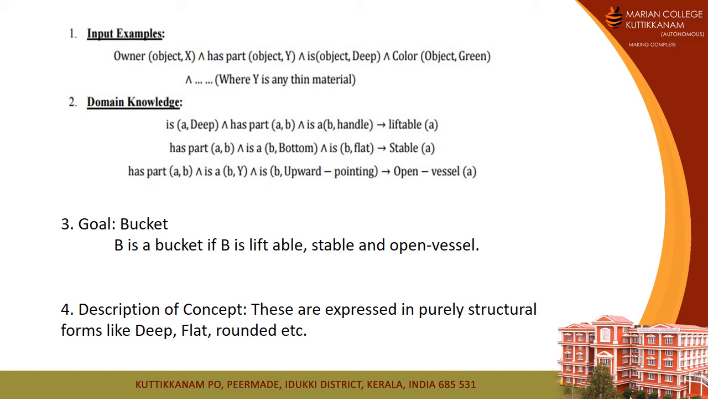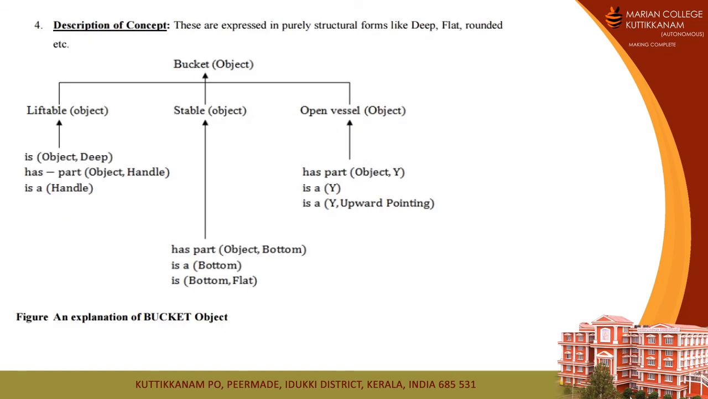The goal is to describe the bucket. So B is a bucket if it is liftable, stable and an open vessel. The description of the concept is expressed in a clearly structured form, like deep, flat and round, as shown in the given diagram. So a bucket object can be described in three terms: liftable, stable and open vessel. Thank you.